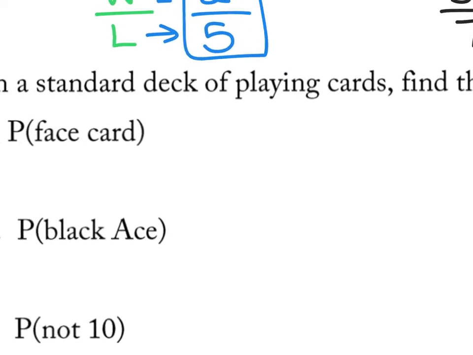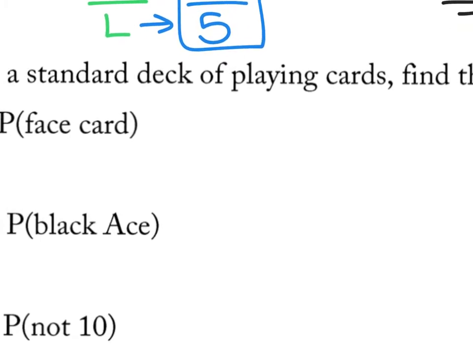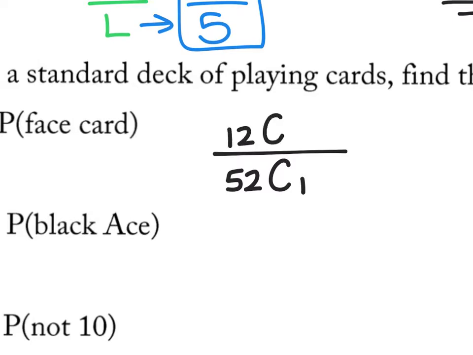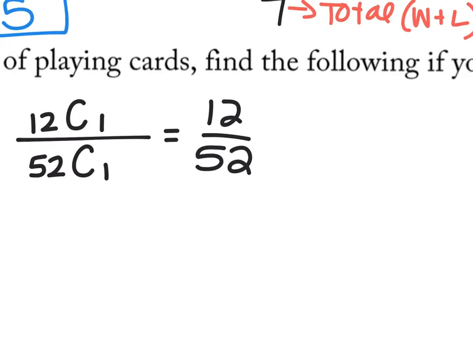So the total, or what should go on the bottom, is that I'm selecting from an entire deck. So it's 52 choose one in the bottom, because that's just the possibility of choosing any card. But for face cards, there's 12 of them. So it's 12 choose one, divided by 52 choose one. And 12 choose one is 12. 52 choose one is 52. And that reduces to 3 over 13.